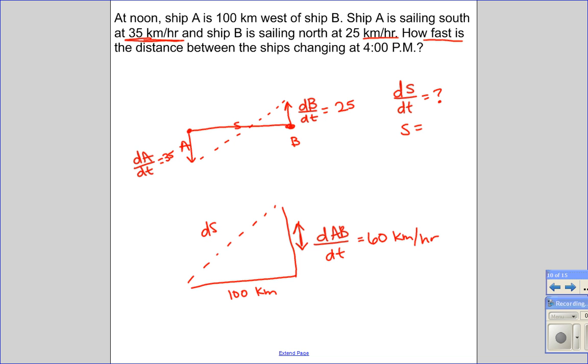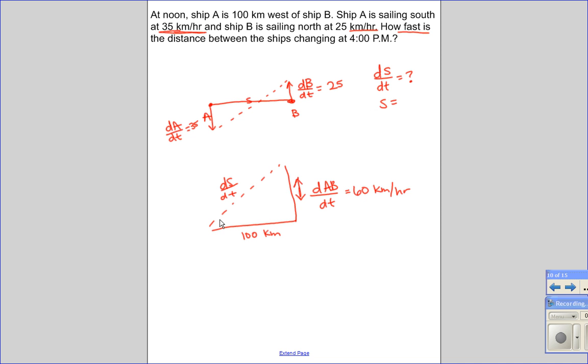What is the ds/dt? I think I can figure it out using the Pythagorean theorem. I'm going to say 100 kilometers squared plus, what am I calling that? AB. I combined A and B, squared, is equal to S squared, the distance between the ships squared. This is the equation we know. So part 1, draw. Part 2, remember the equation, Pythagorean theorem.